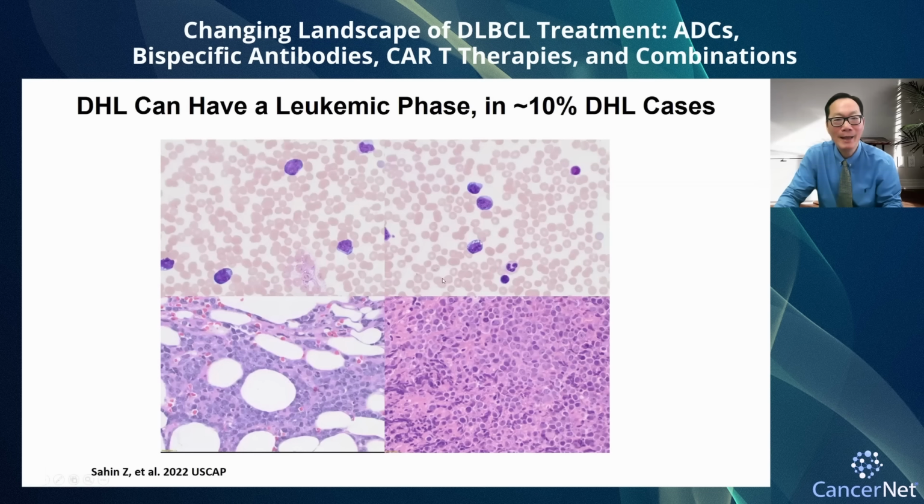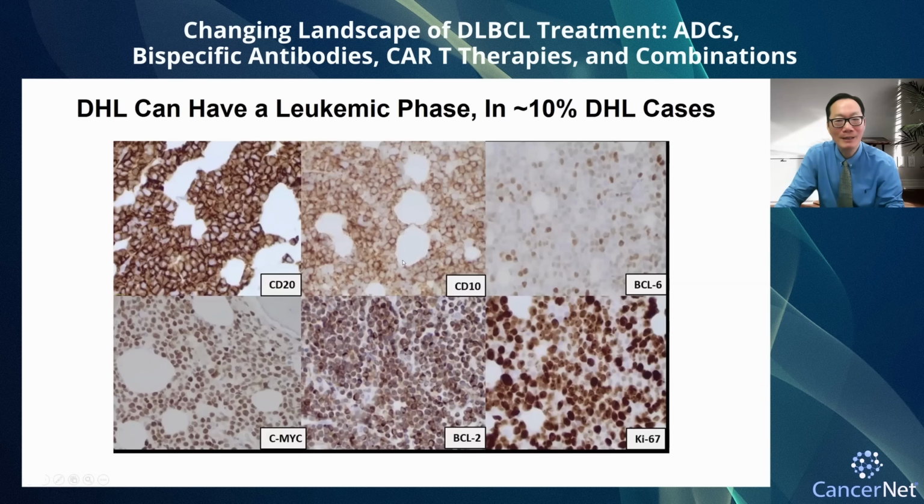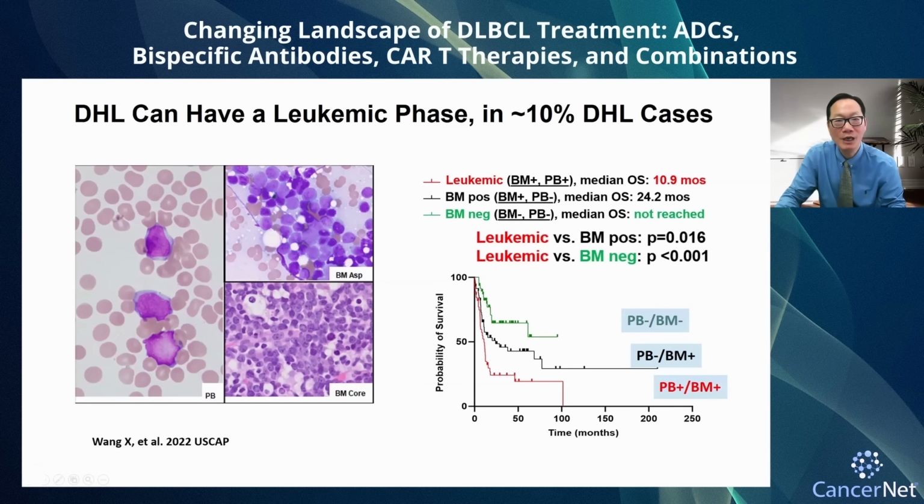For example, double hit in 10% of patients can present with a leukemic phase. Those lymphoma cells can be circulating in the blood, extensively involving the bone marrow. By using biomarker studies, we demonstrated those particular DLBCL cells extensively involve the bone marrow with MYC-BCL2 double expression. Now, those clinical associations in leukemic double hit are associated with bone marrow and peripheral blood involvement. With both involved, survival is worse, whereas in double hit not involving the peripheral blood and bone marrow, survival is much better, right? So one involvement will be intermediate risk.